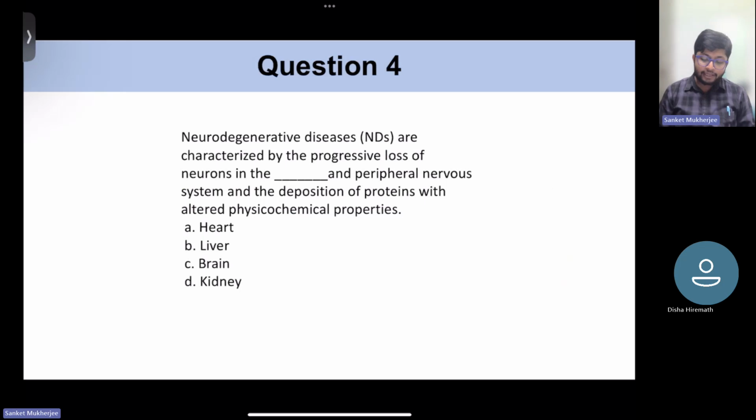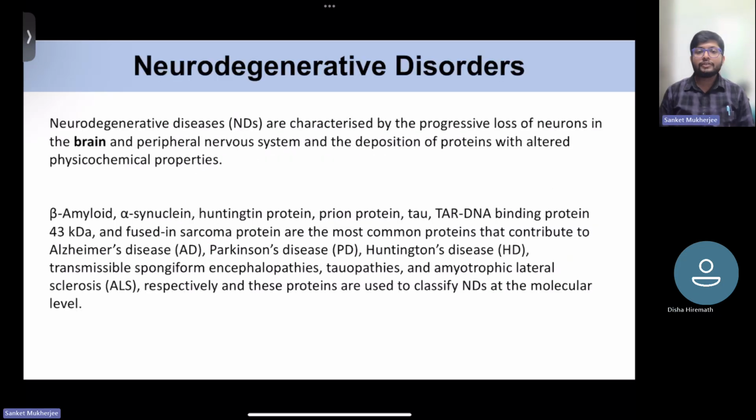Neurodegenerative diseases are characterized by the progressive loss of neurons in dash and peripheral nervous system and the deposition of proteins with altered physiochemical properties. Is it heart, liver, brain, or kidney? Brain. Yeah, you're right. Brain would be the answer. So neurodegenerative diseases are characterized by the progressive loss of neurons in the brain and peripheral nervous system and the deposition of protein with altered physicochemical properties.